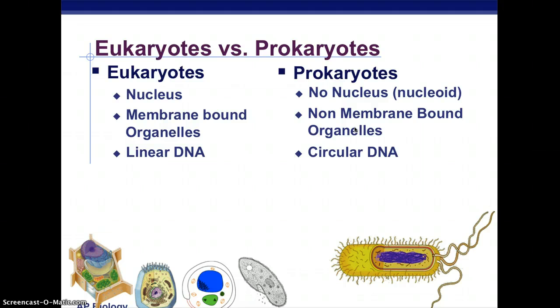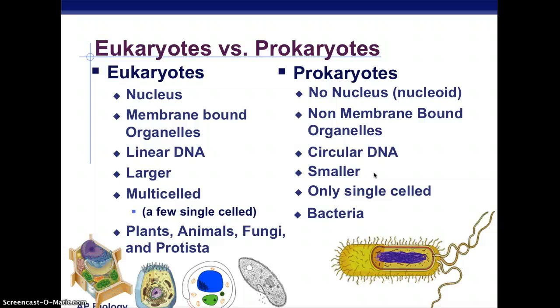The DNA is also structurally different. Eukaryotes have linear DNA, which means a single line of DNA, whereas the DNA in prokaryotes is circular, so think kind of like a rubber band, a complete loop. Eukaryotes are quite a bit larger than prokaryotes, about 100 times larger.